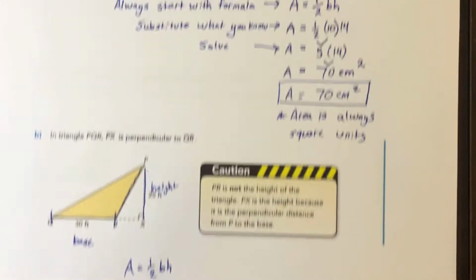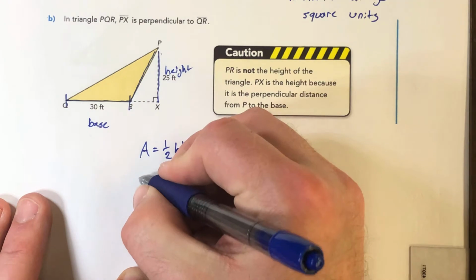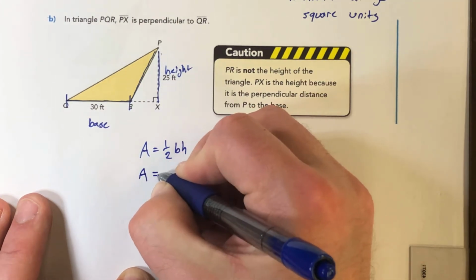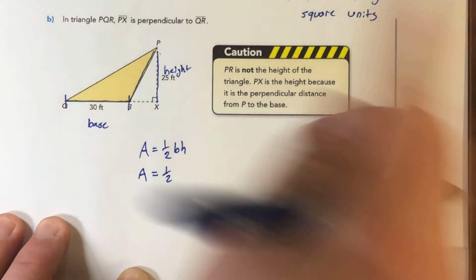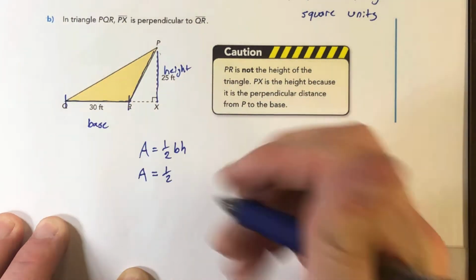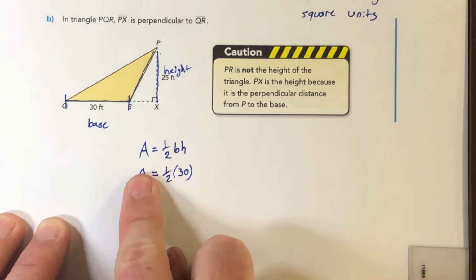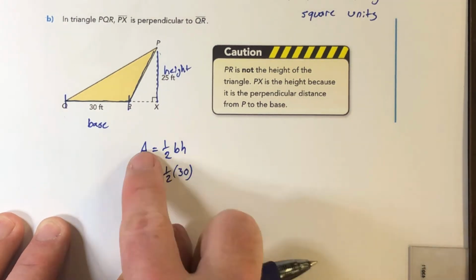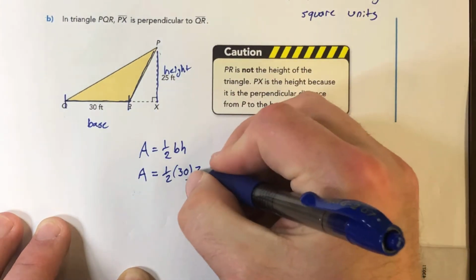Next step, substitute what you know. Do I know A? No, I don't know the area. I'm trying to find it. So A equals, what do I do with the 1/2? Write it down again. What do I do with the B? Replace it with the base. The base is 30. Do I know the height? Well, I have to know the height if I want to know the A. You have to be able to fill in all but one letter. So what's the height? That'd be 25.